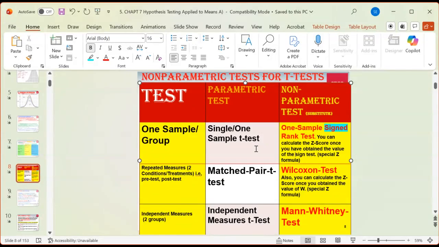we're going to use SPSS to conduct non-parametric tests, which is the sign test for the single or one sample t-test. And that would be more appropriate if we have only 9 participants. But again, the goal here is to show you both, and you will see the differences in here.